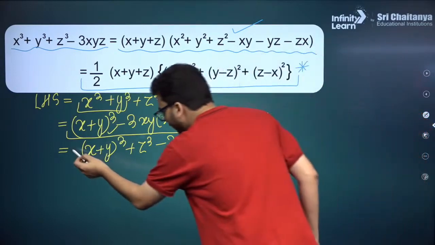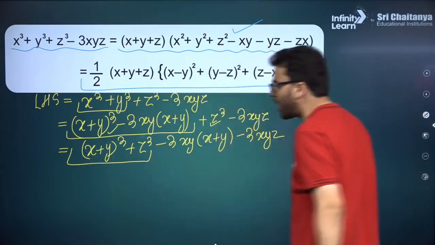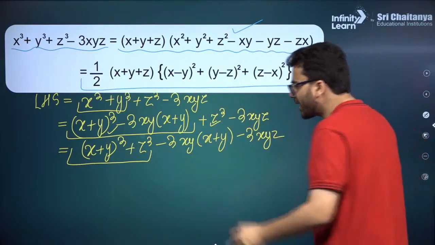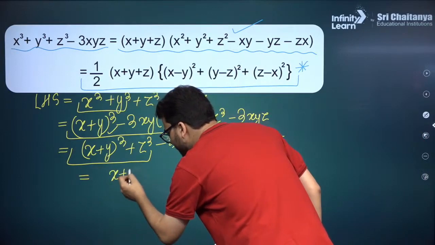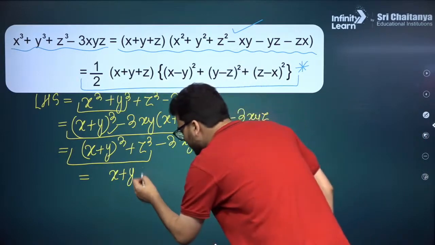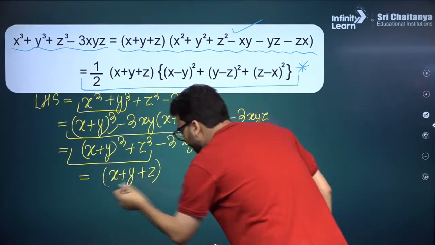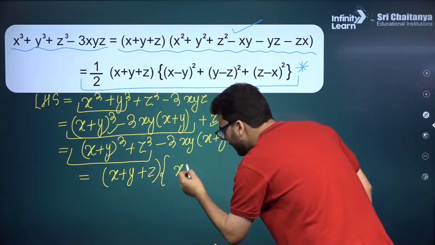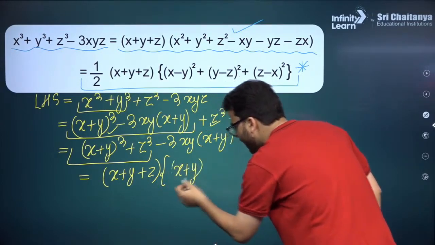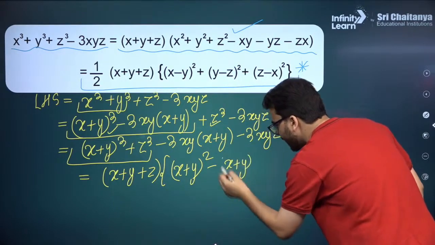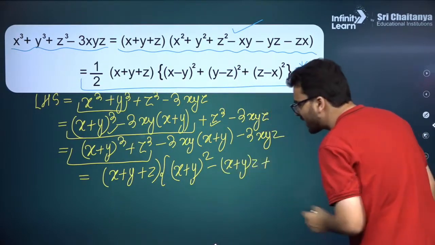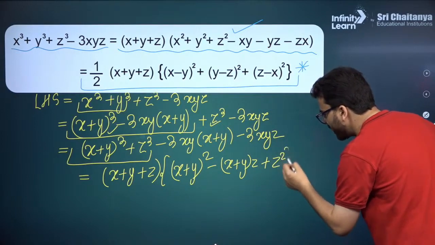Now over here, can I use the a cube plus b cube identity? Over here I can use the a cube plus b cube identity, and that is what? a plus b. So that will be x plus y plus z, and then it is what? a square. It means (x plus y) the whole square, minus ab. It means (x plus y) into z, plus b square, that is z square over here. I hope it is clear.